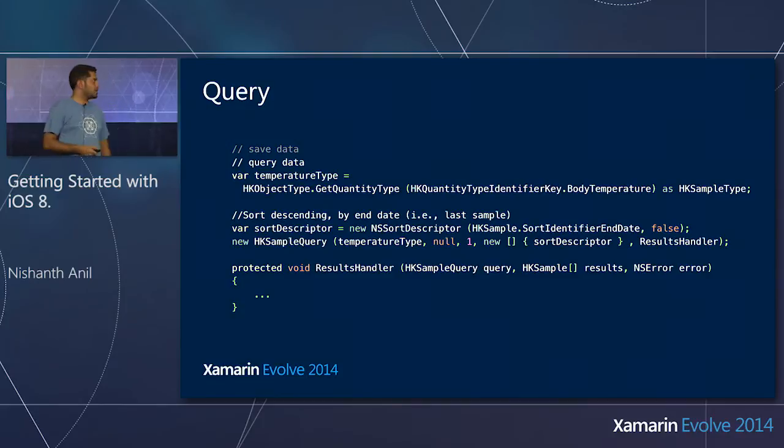Now, the way you query this data is very simple. Again, you create the HKObjectType.getQuantityType. You say what you're looking for, a body temperature. And the next thing you see is the sort descriptor, which is nothing but a filter query. Maybe someday LINQ can do a better job, but right now this is how you do it. So you provide a sort descriptor. You ask basically, I'm looking for the data based on the sort identifier end date. Then you create the sample query, which also takes in a results handler. So when this query gets executed, your handler gets executed, you get that information there, and you finally code that up.